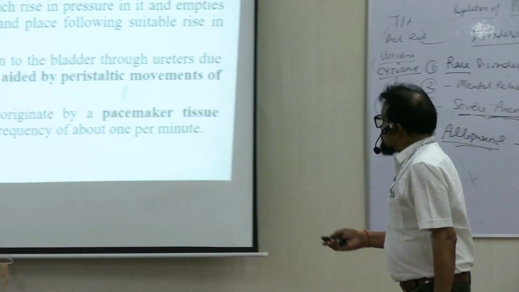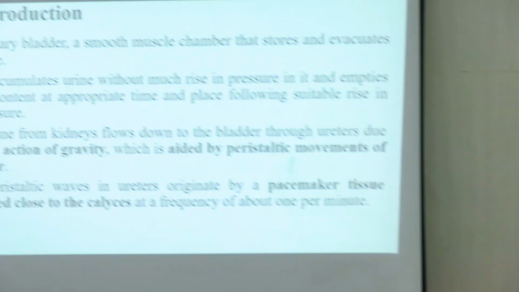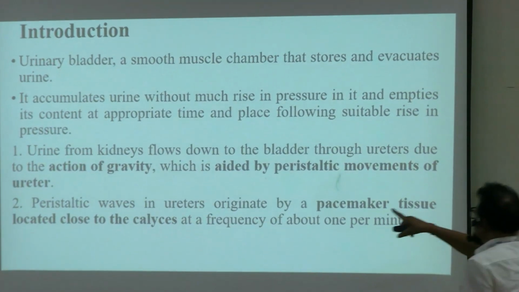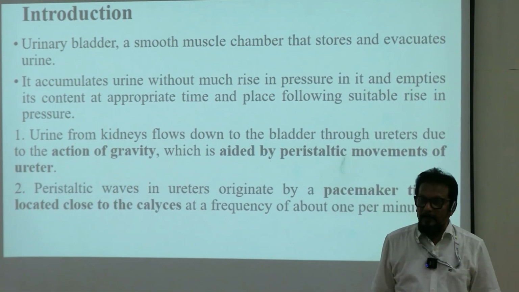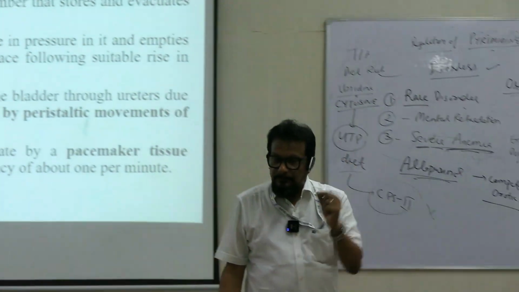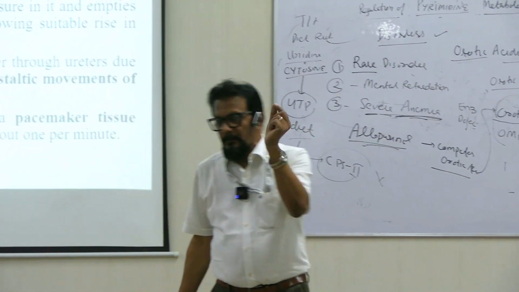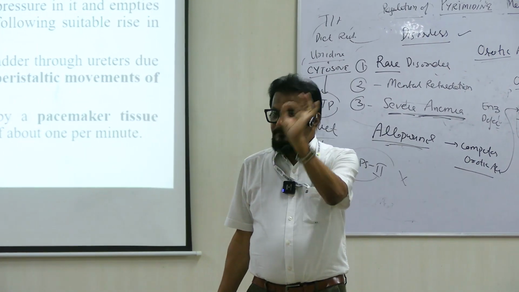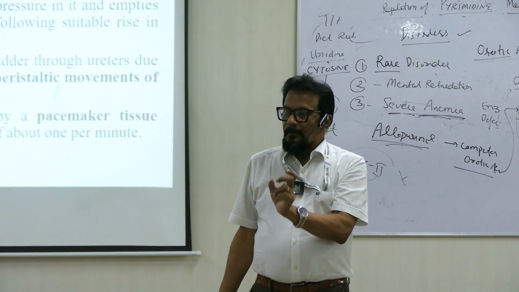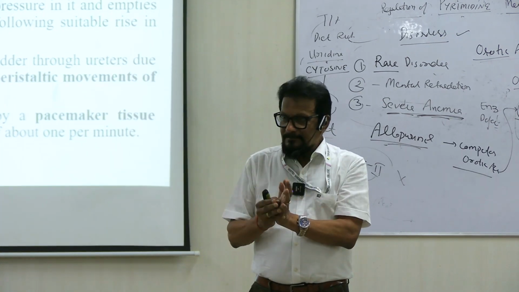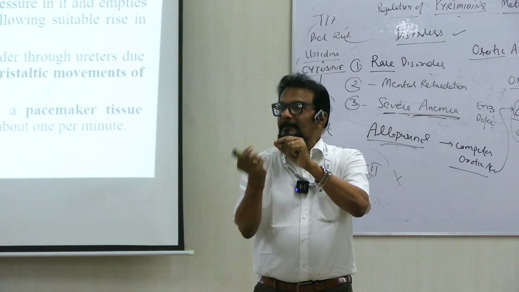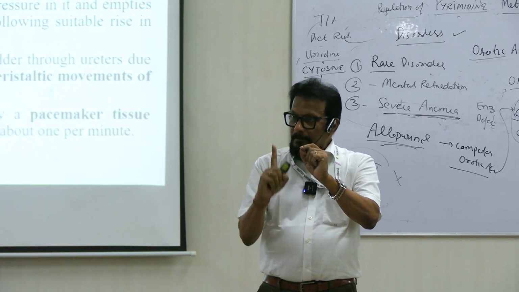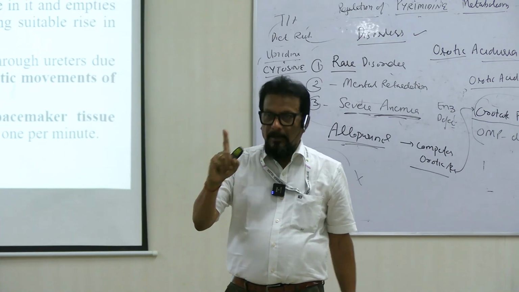Okay, so as I said, urine comes into the urinary bladder by peristaltic movement of the ureters, and the stimulus for this comes from the kidney, that is from the major calyx, minor calyces. There are special cells in the calyces. From there the impulse is produced, one impulse per minute.